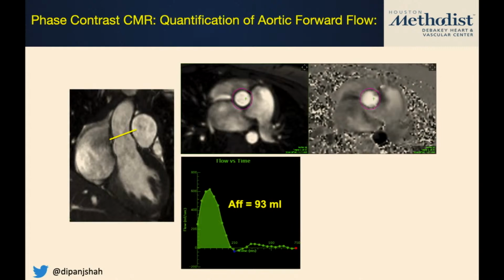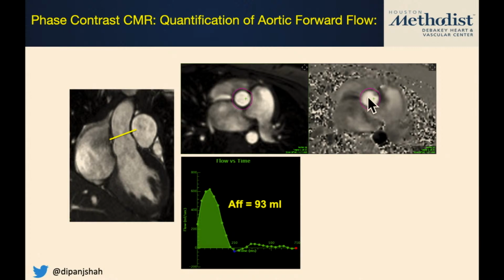The phase contrast CMR is kind of the equivalent to echo Doppler, but it has some distinct differences as well. And this is an example of what this technique looks like. Again, it's typically done with a single breath hold, or it can be done in patients who have trouble with breath holding using a free breathing multi-average technique.